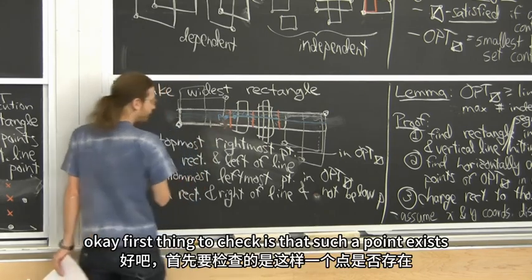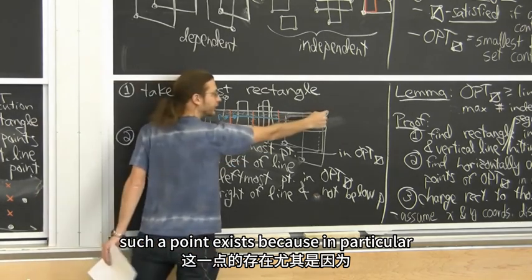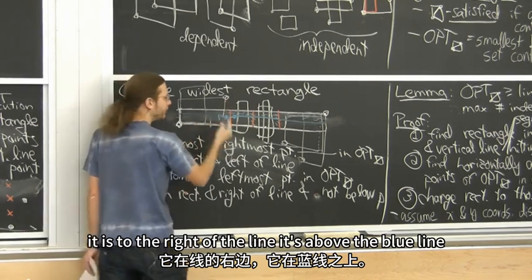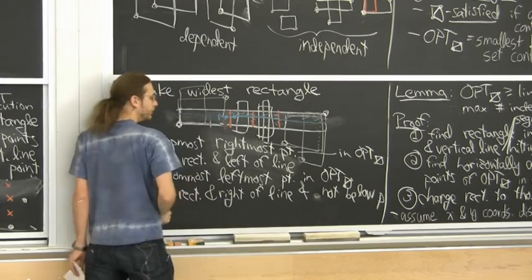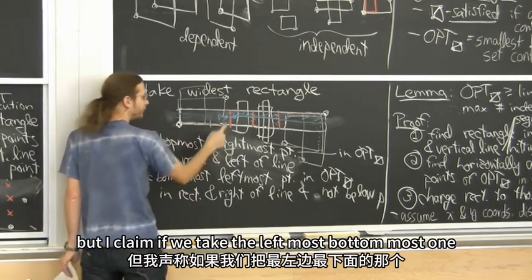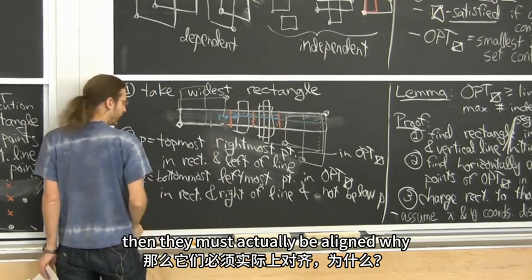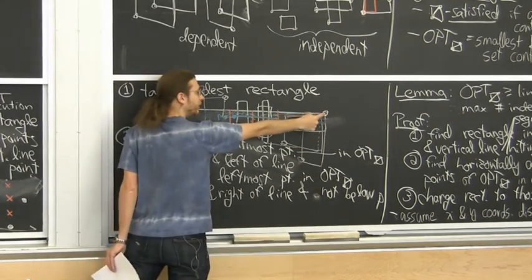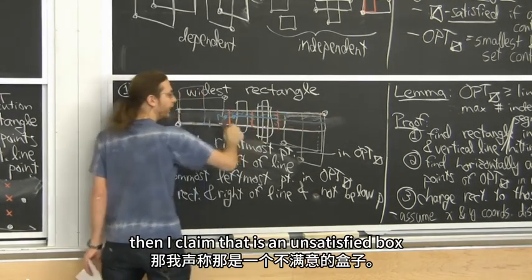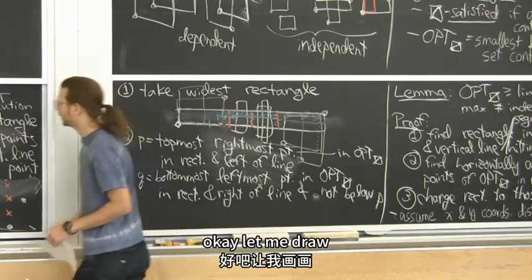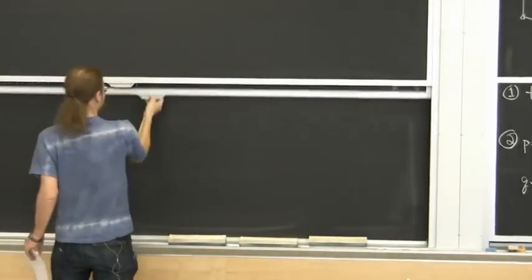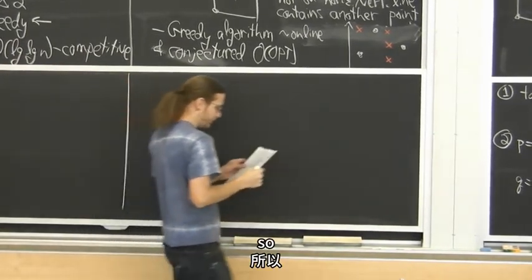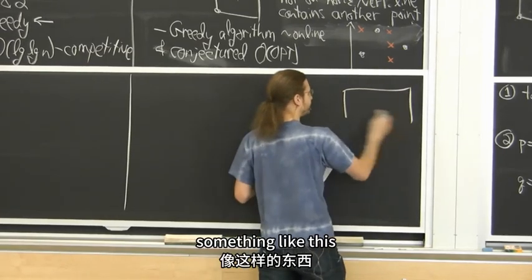Okay, first thing to check is that such a point exists. Such a point exists because, in particular, this is such a point. It is to the right of the line, it's above the blue line, right of the red line, in the rectangle. But I claim if we take the leftmost, bottommost one, then they must actually be aligned. Why? If it was somewhere else, like up here, or like this point, then I claim that is an unsatisfied box. Let me draw that picture and make it a little clearer.